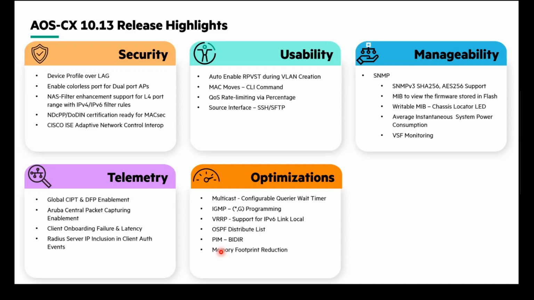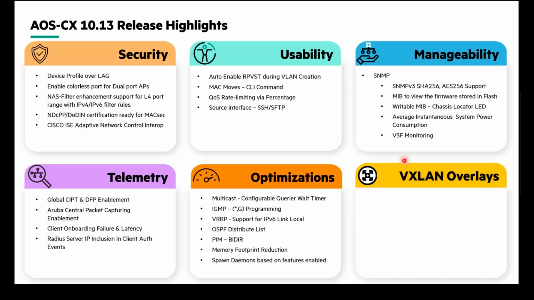Next comes the memory footprint reduction. It is an internal enhancement to reduce the memory consumption by decoupling the way REST and CLI work. The other optimization feature is that we will spawn the daemons based on the features enabled. Only when the feature is enabled will the corresponding daemon spawn, and thereby it will optimize the memory and the performance of the switches. Unnecessarily, the daemons will not be starting. Only when there is a configuration enabled will the daemon be started.